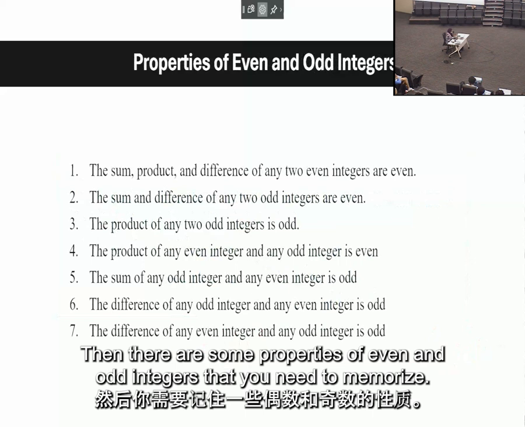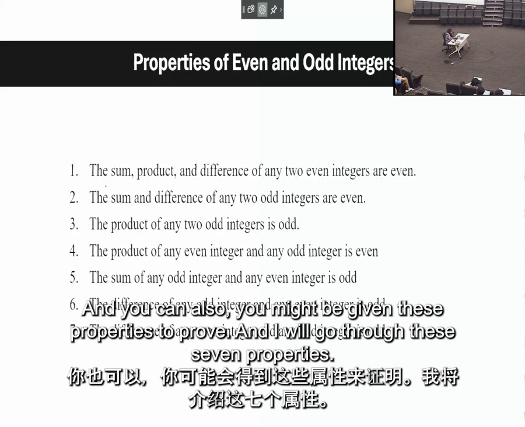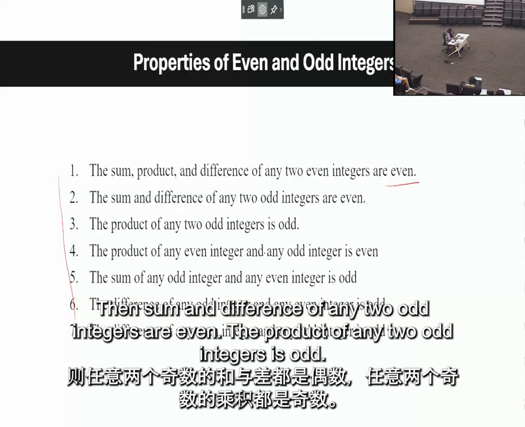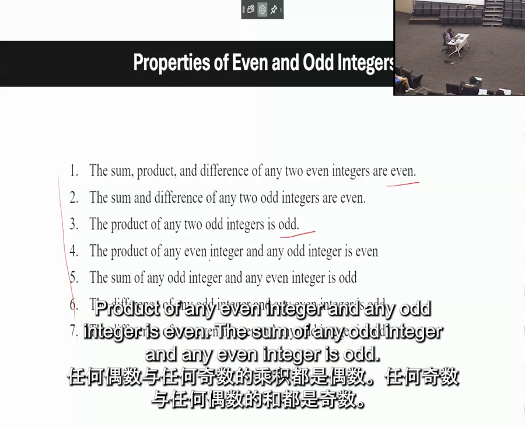Then there are some properties of even and odd integers that you need to memorize, and you might be given these properties to prove, and I will go through these 7 properties. The sum, product, and difference of any 2 even integers are even. These are established properties, but you might be given one of these to prove, okay? Then the sum and difference of any 2 odd integers are even. The product of any 2 odd integers is odd.